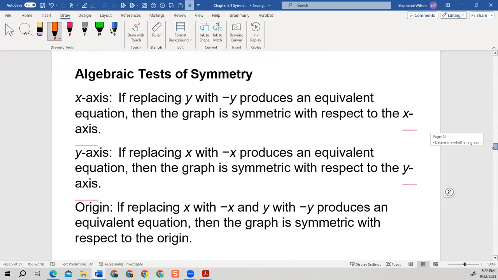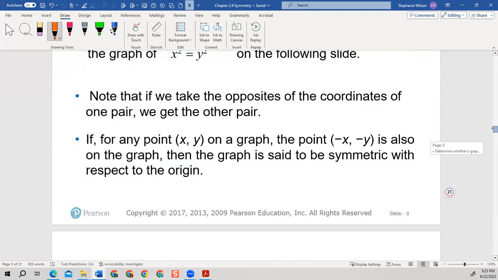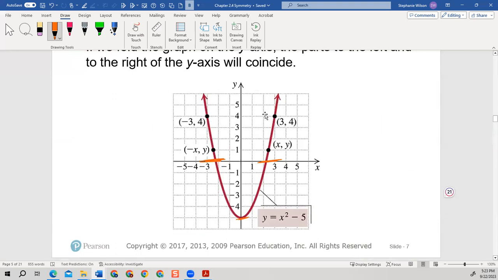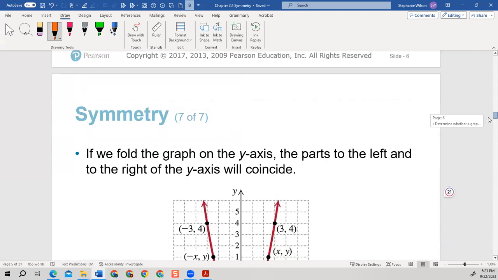So, algebraic tests of symmetry. For the x-axis, if replacing y with negative y produces an equivalent equation, then the graph is symmetric with respect to the x-axis. For the y-axis, if replacing x with negative x produces an equivalent equation. Equivalent means that when we look at these, they show on both sides. Even though this is the negative value for x and this is the positive value for x, we got this with respect to the y-axis.